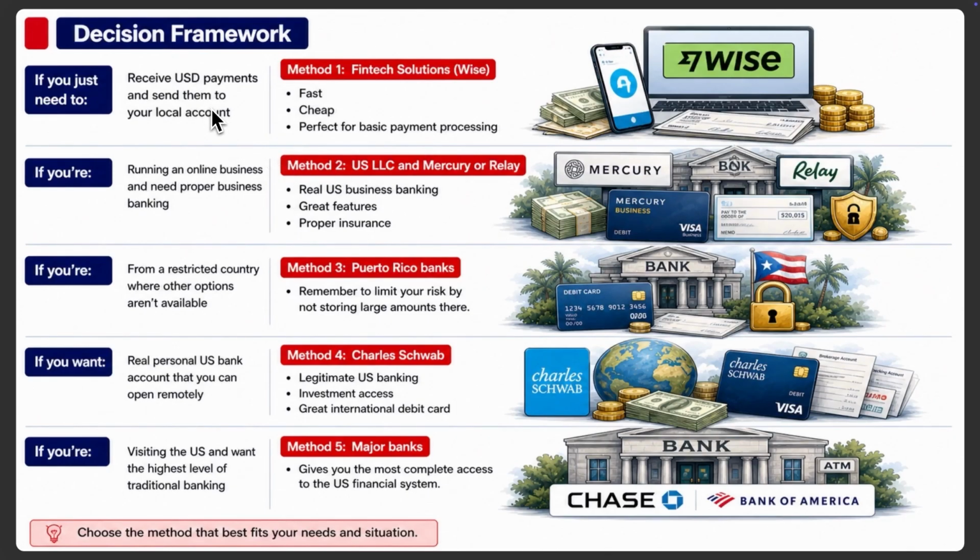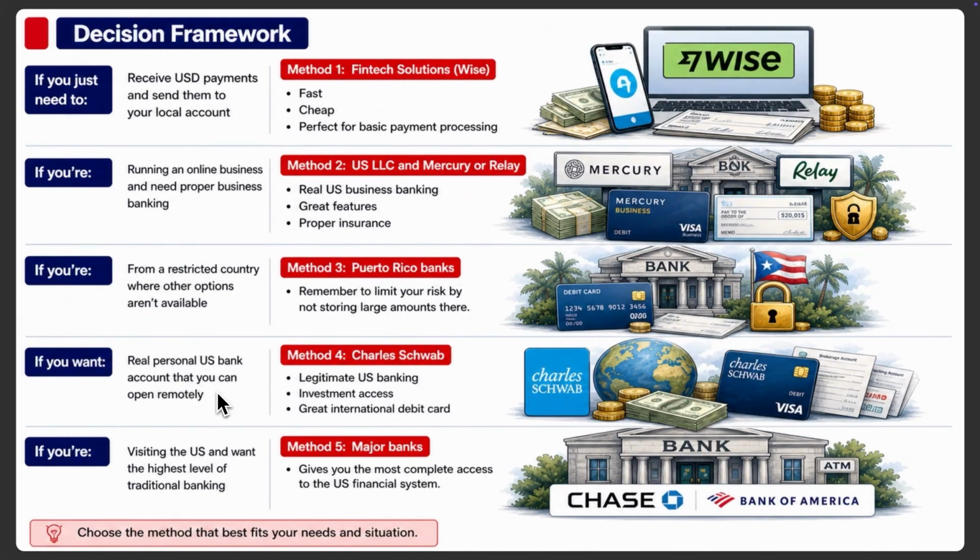If you only need to receive USD payments and transfer them to your local bank, choose method 1. Wise or similar fintech platforms are fast, simple, and inexpensive. If you run an online business and need proper US business banking, method 2 is likely best. Form a US LLC and open an account with Mercury or Relay. If you live in a restricted country and most other services are unavailable, method 3 with Puerto Rico banks may be worth considering. Just avoid keeping large balances there.